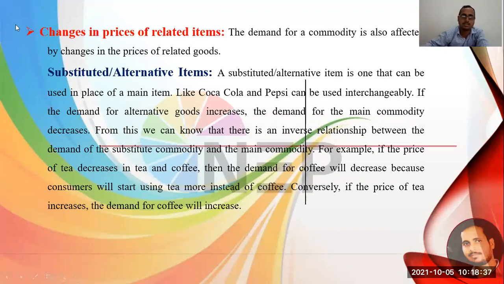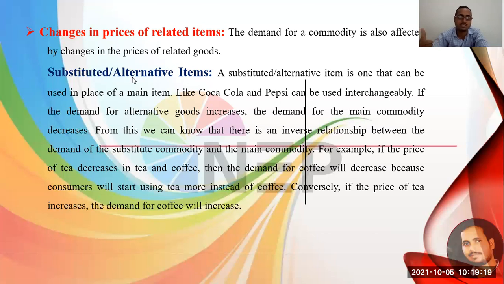Now these examples can be elaborated more widely in terms of substitutive or alternative items. A substitutive or alternative item is one that can be used in place of the main item, like Coca-Cola and Pepsi, which can be used interchangeably. If the demand for alternative goods increases, the demand for the main commodity decreases. From this, we can know that there is an inverse relation between the demand for substitute commodities and the main commodities.